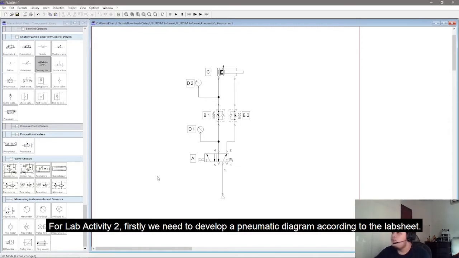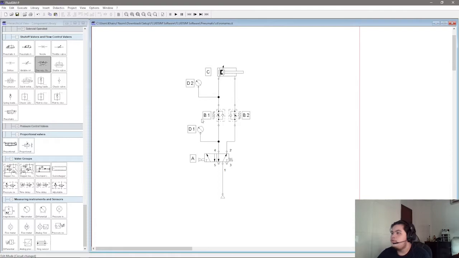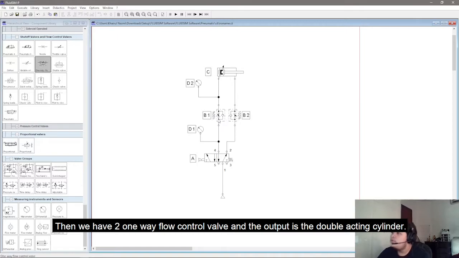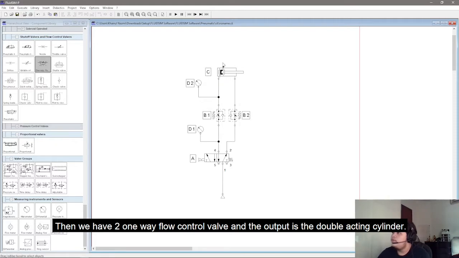For lab activity 2, firstly we need to develop a pneumatic diagram according to the lab sheet. So firstly we have here the air supply, and this is a 5 two-way valve with a selection switch, and we have 2 manometers, and then we have 2 one-way flow control valves, and the output is the double acting cylinder.